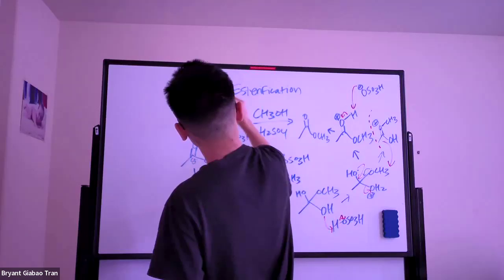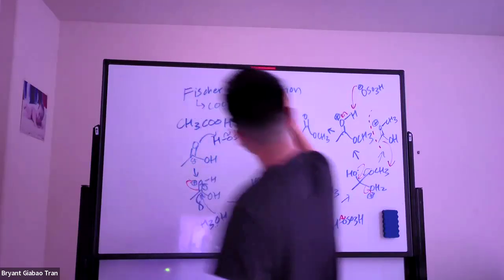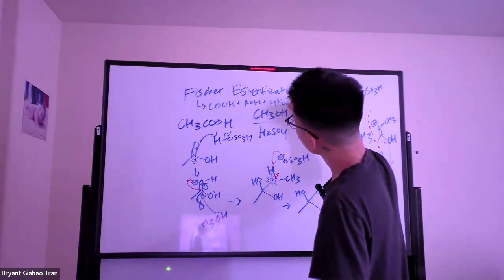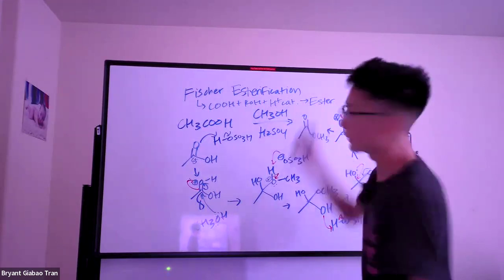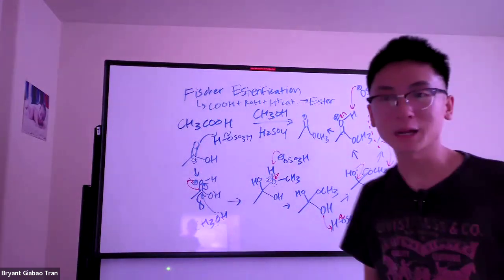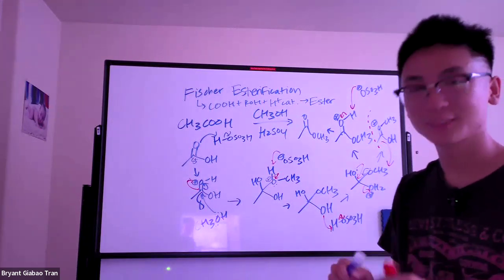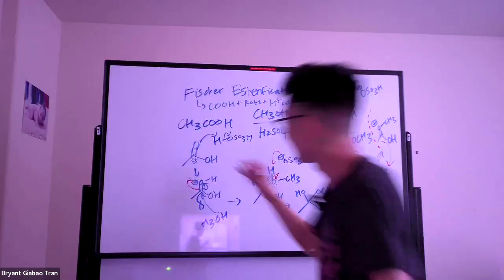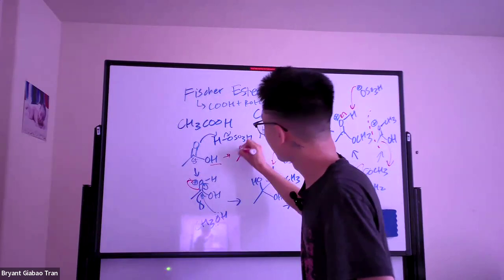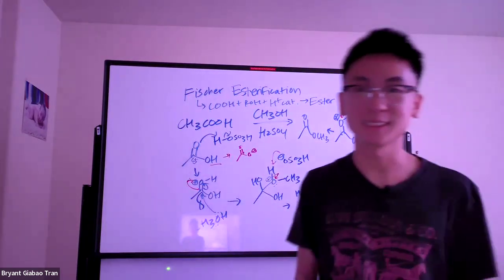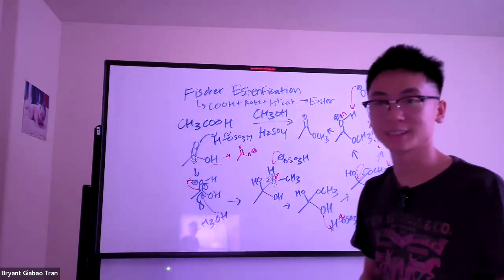Wait, so Fischer is with a carboxylic acid and an alcohol? Yeah, carboxylic acid plus alcohol and some acid catalyst, like H2SO4, H3O plus, that would create an ester. It cannot happen in basic conditions. And why can't it work with basic conditions? Basic conditions are going to deprotonate the carboxylic acid and create a carboxylate, and you end there. That's why it can't happen in basic conditions. This Fischer esterification can only happen in acidic conditions.